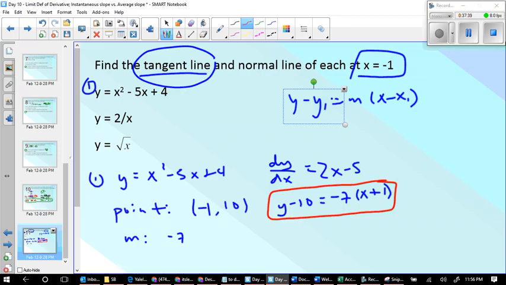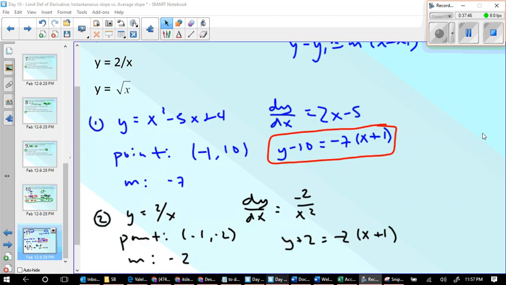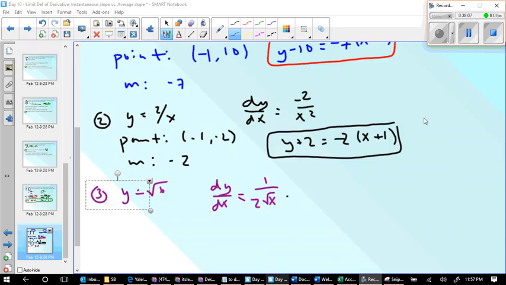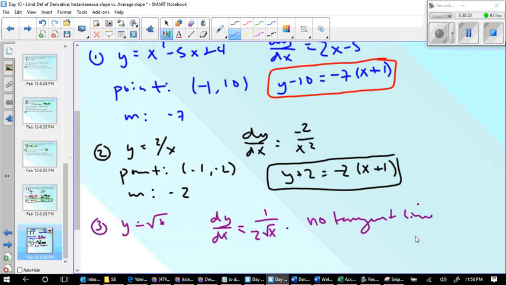Go ahead and find me the tangent line at x equals -1 for the next two. Here is that second one. My coordinate when x equals -1 gives me -2. My slope when I plug in -1 gives me -2. So there is my point-slope form of that line. Again, I'm going to leave it like that. I'm not going to change it past that. And for this last one, oh, this last one doesn't work because I can't plug -1 in here. No tangent line. So I plug in -1, I get undefined. Oops. That's okay, we don't need to find that.